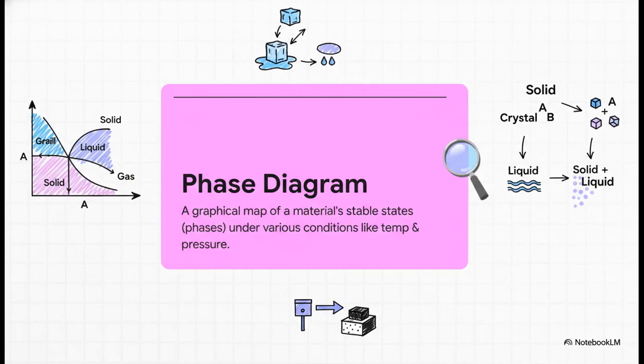So yeah, the formal definition is exactly that. It's a map. But instead of showing you roads and cities, it shows you the stable states, or phases, of a material under different conditions. It tells you, hey, at this temperature and this composition, your material is going to be a liquid, or a solid, or a very specific mix of different solid structures. It's your GPS for materials.